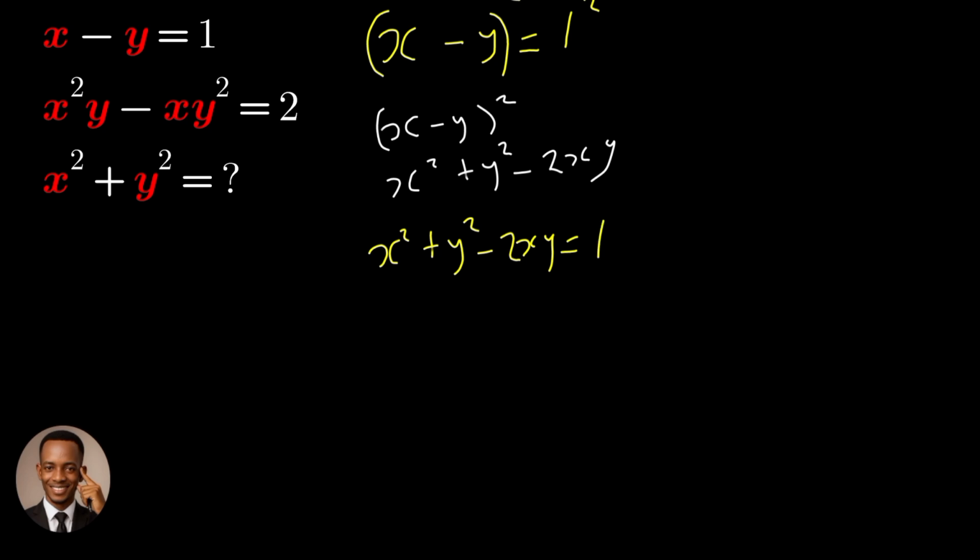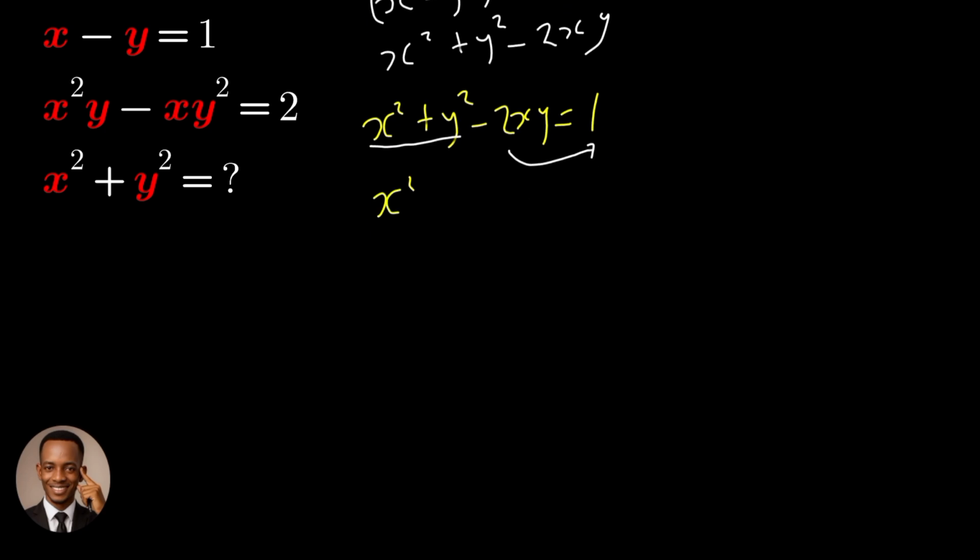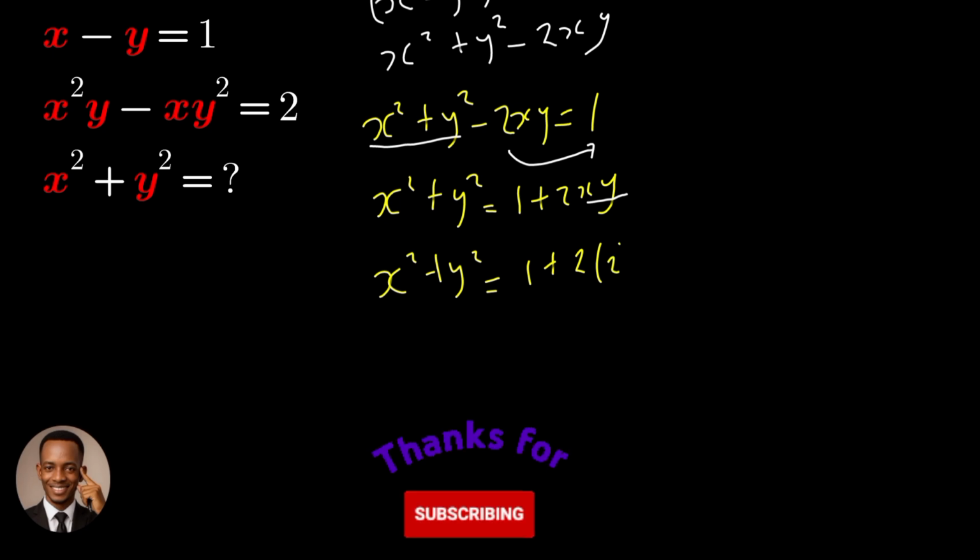Now, very good. We have extracted x squared plus y squared from (x minus y) all squared. That's very, very brilliant. Therefore, let us take minus 2xy to the other side of the equation. We are going to have x squared plus y squared equals 1 plus 2xy. Very good. Now don't forget, earlier on we got the value of xy to be equal to 2. Therefore, instead of xy, we are going to be writing 2. Hence, we have x squared plus y squared equals 1 plus 2 times 2.